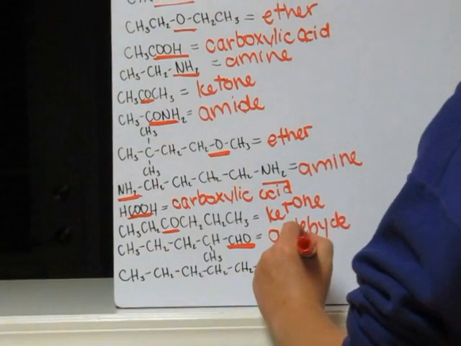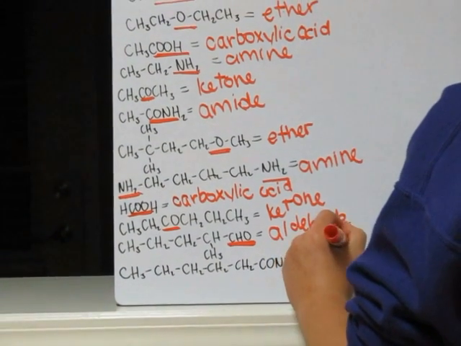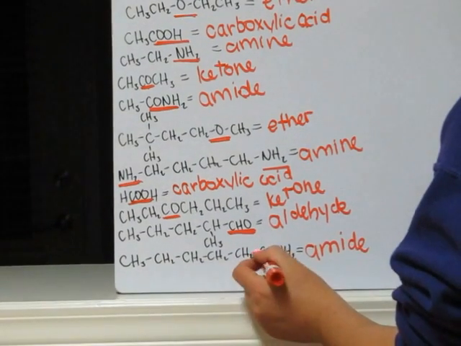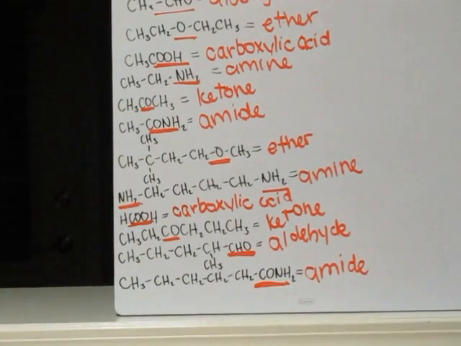And our last example is an amide because of the CONH2. So now you should be able to pick the other functional groups out of a lineup.